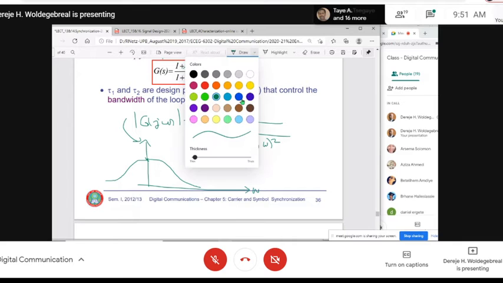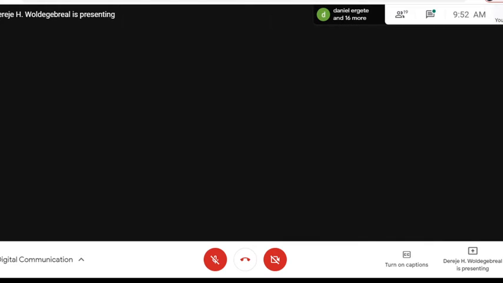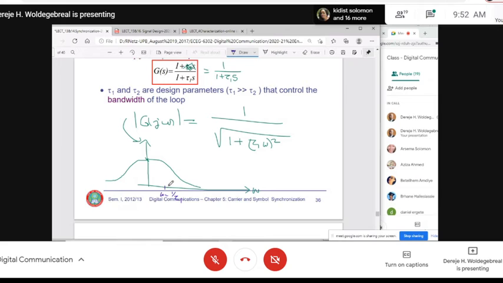of course, at some key parameters, for example, at omega equal to 1 over tau 1, tau 1 times 1 over tau 1 would be 1, so 1 plus 1 squared. At that particular value, the magnitude is 1 over square root of 2. So in general, this defines the bandwidth. If you recall, the bandwidth of the filter is nothing but twice of tau 1.